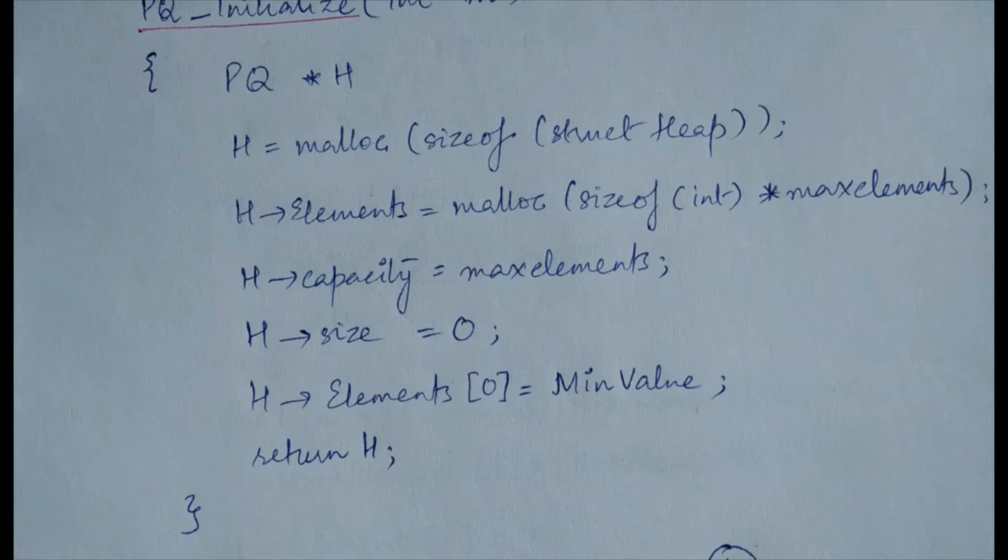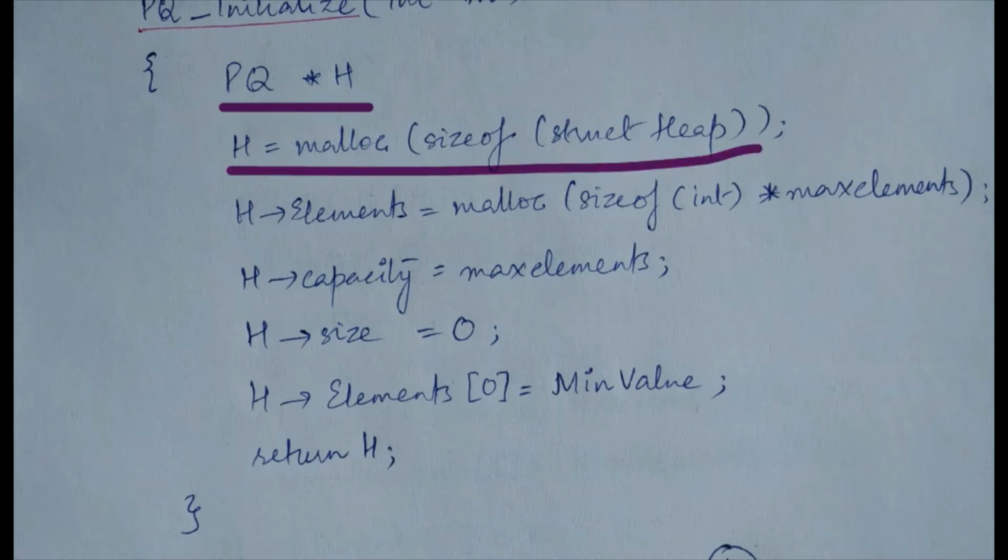So I declare a pointer of this type of structure. First I allocate memory for the structure: malloc size of struct heap, and that pointer goes into h. So now h is the heap structure I have.